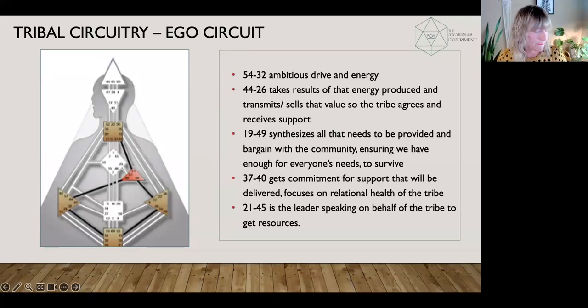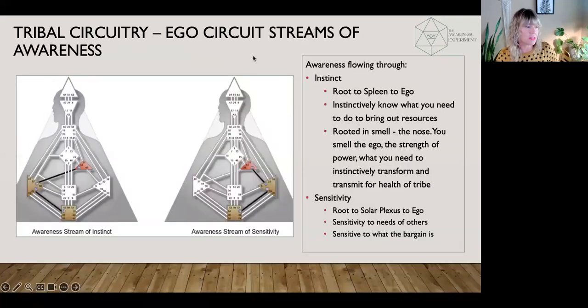Okay, so I'm going to move on. We're going to look at, even within the ego circuit, these different streams. I want to do it this way because it's a little easier to lay it out and see how the mechanics work. So there's this stream of instinct. That makes sense. It goes through the spleen. It's the drive for well-being and the communication of what's good for the well-being.